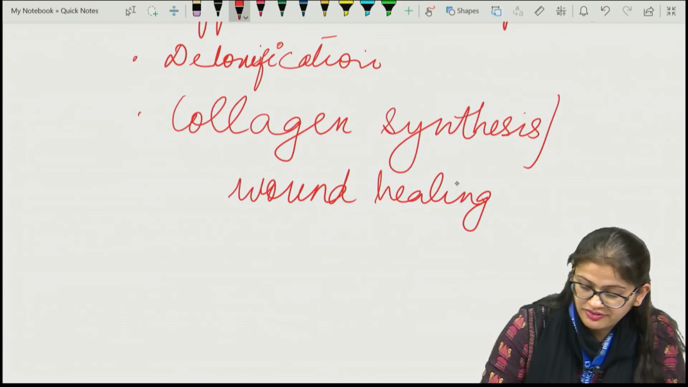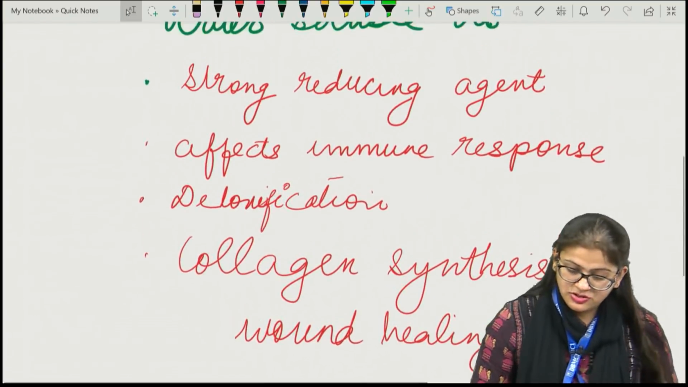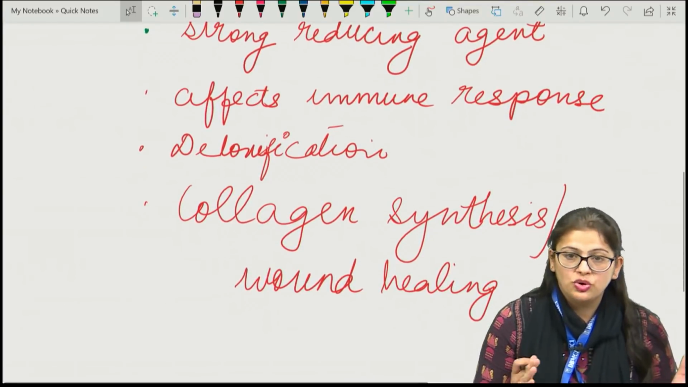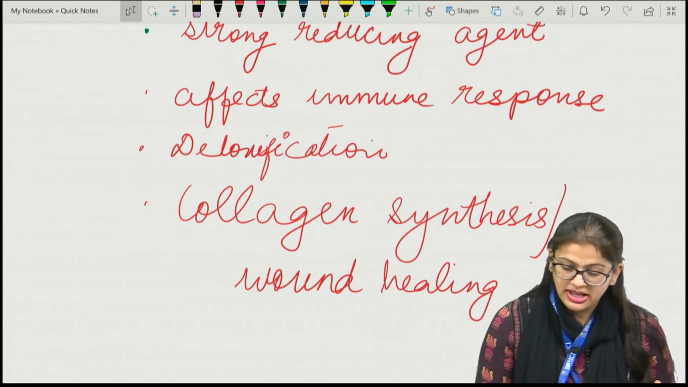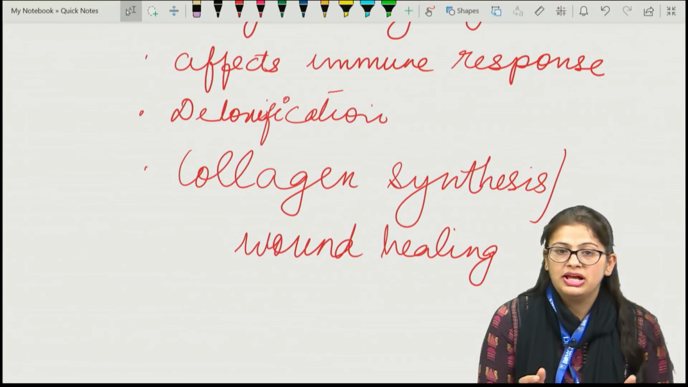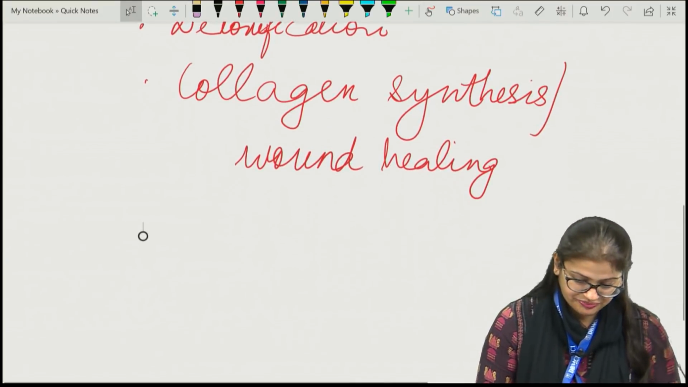So what are the important functions of vitamin C? As we see, it acts as a strong reducing agent in the normal function of leukocytes, fibroblasts and osteoblasts. It affects the immune response of the body. It helps in detoxification, and it also helps in collagen synthesis and wound healing.